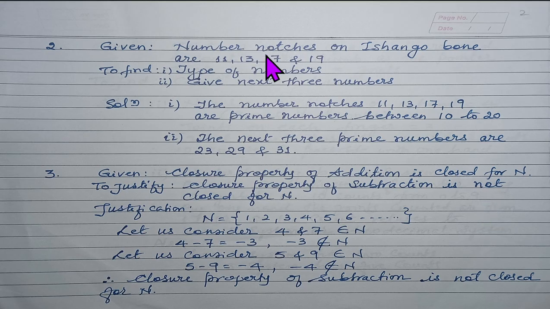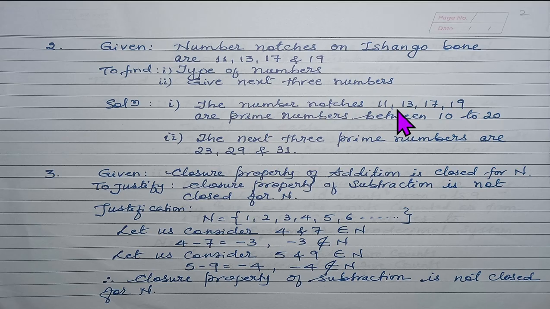Now coming to the next example, if you read the statement of the question in the textbook, you find that the number of notches on a Shango bone are 11, 13, 17 and 19. These are the notches which are marked on the Shango bone. Now we have to find out what type of numbers are given, 11, 13, 17 and 19, and also give the next 3 numbers.